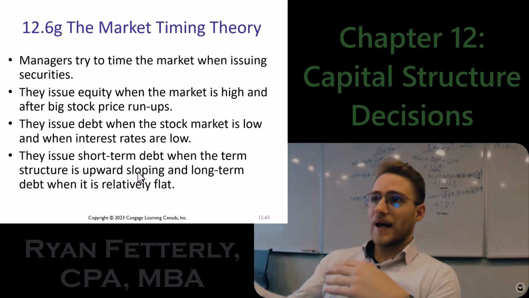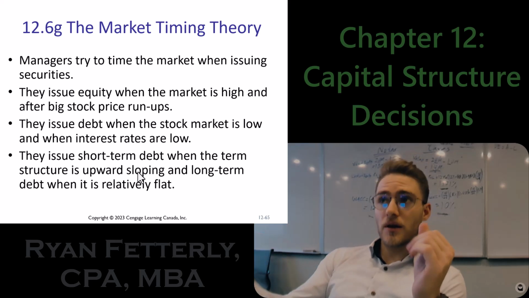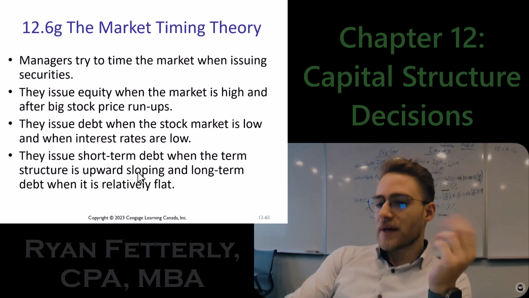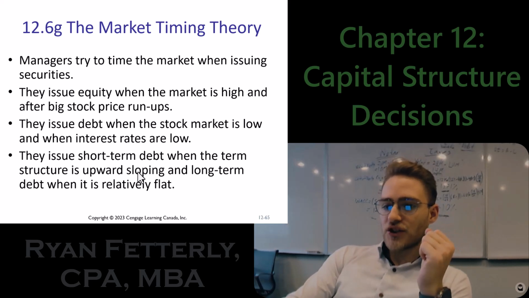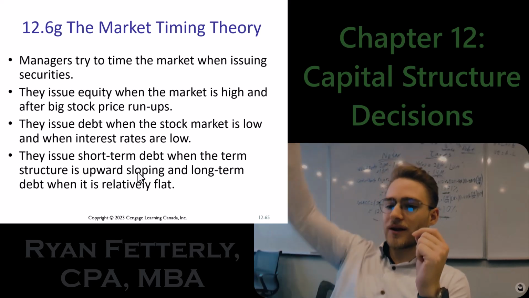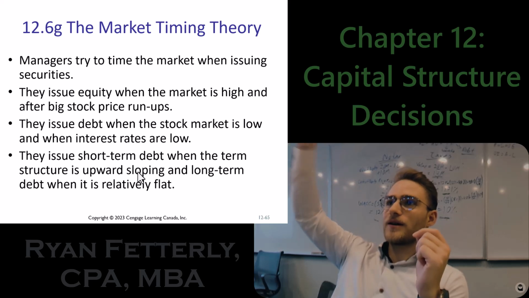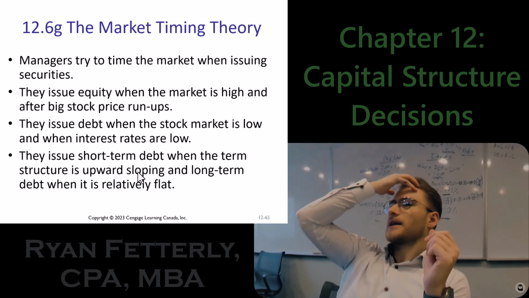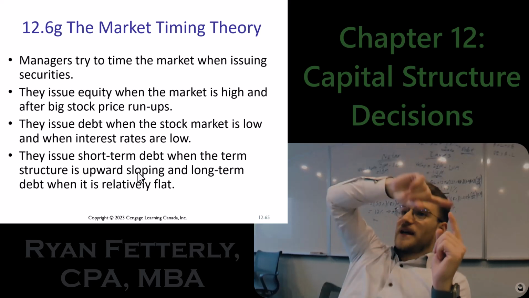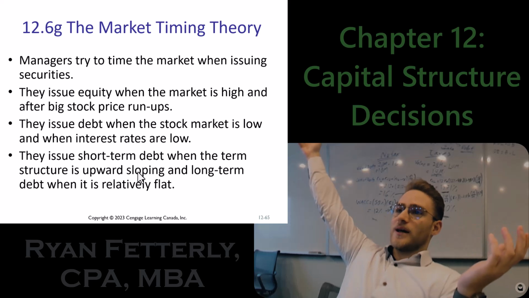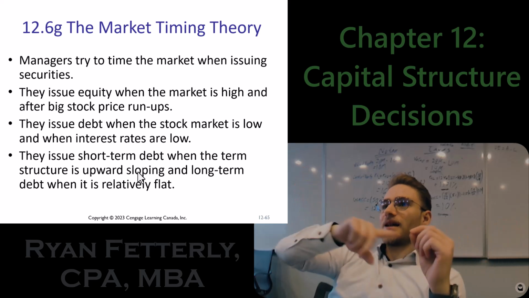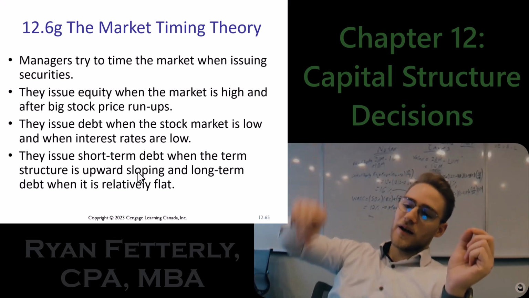It has a whole bunch of impacts on how the firm behaves, in a lot of good ways as well. And then we have the market timing theory. Managers try to time the market when issuing securities, and this is very true to a T. So they issue equity when the market is high after a big stock price run up, right? So right now, NVIDIA is just flying. That's a semiconductor, okay? And basically, this is the perfect time to issue equity, right? Because even if their share price takes a hit, who cares? They're selling at such a premium right now, they're going to maximize the value of their issuance, right?